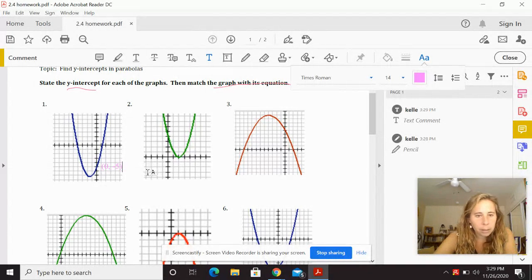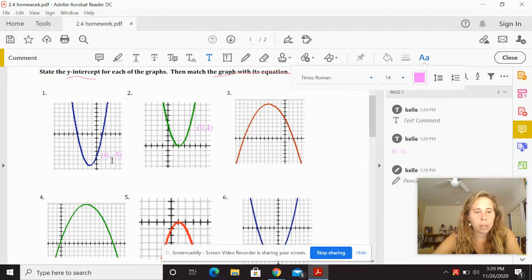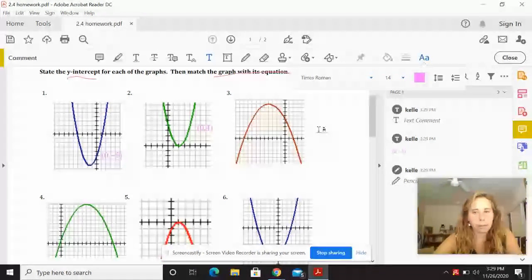Okay, just moving right along. Where does this cross the y-axis? Well, it crosses it right here. That's at 1, 2, 3, 4. So the y-intercept on this one would be 0, 4. Before I go any further on those, let's scroll down. So I'm looking for an equation with a y-intercept of -5.